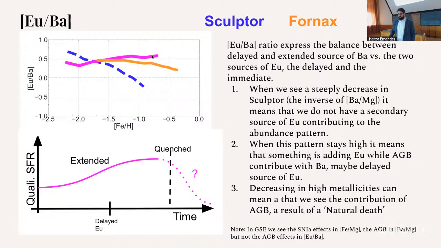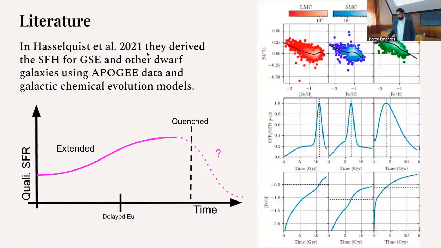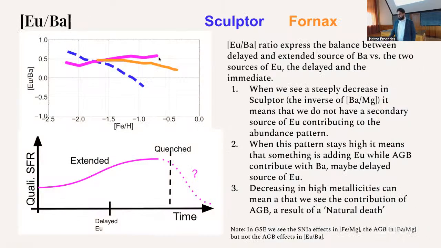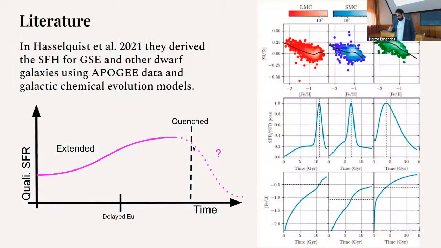However, interestingly for the GSE, we don't see this downtrend, so we don't see the domination of the AGB stars in the later times because it probably was quenched. So we know from this that it starts slow, and now putting it all together, is extended, and was quenched, all in a single plot.